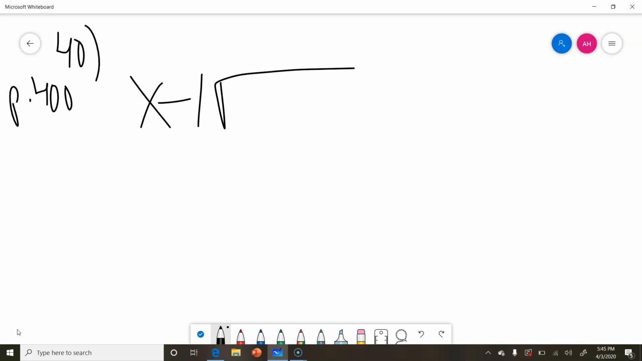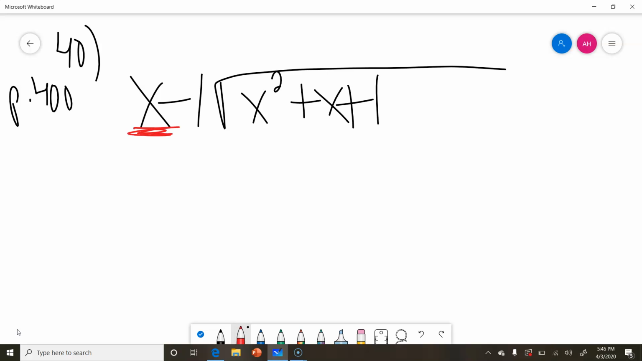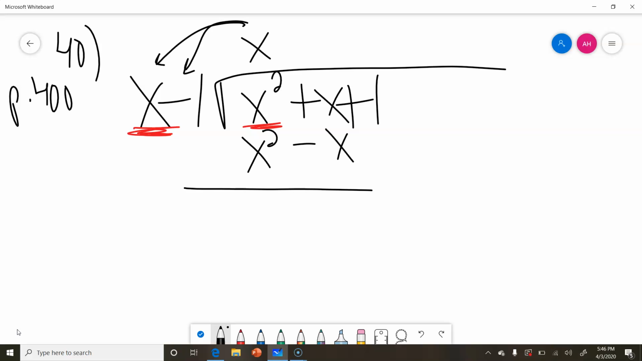x minus 1, and that is going into x squared plus x plus 1. So what I do first is I say, how many times can this x go into this x squared? Well, that answer is just 1x times. So I do x. Now this time I have to do x times the first one, and I get negative x. Then I do x times this, and I get x squared. Now when I subtract these, you see this negative, they're going to cancel out, but a negative negative turns into a positive. And I get 2x plus 1.